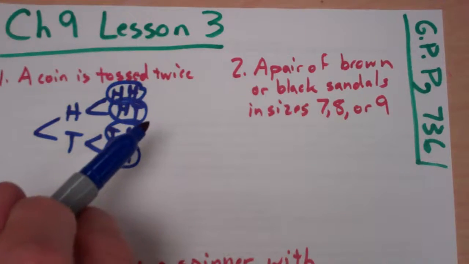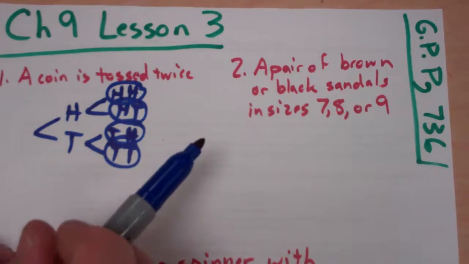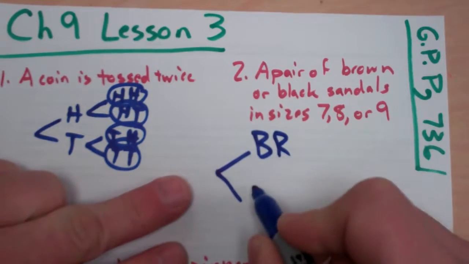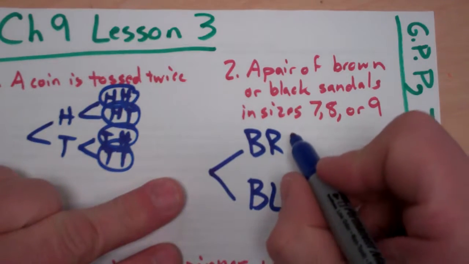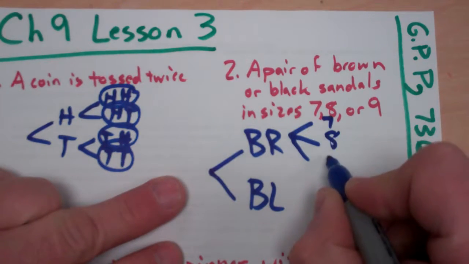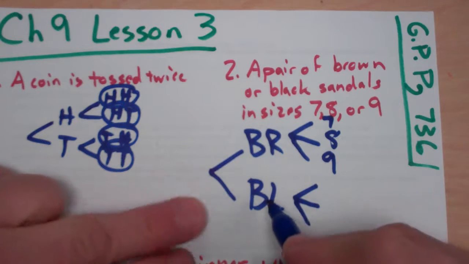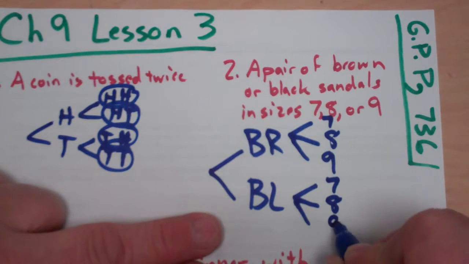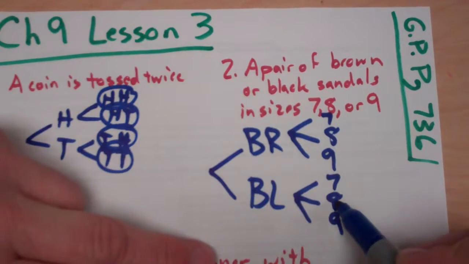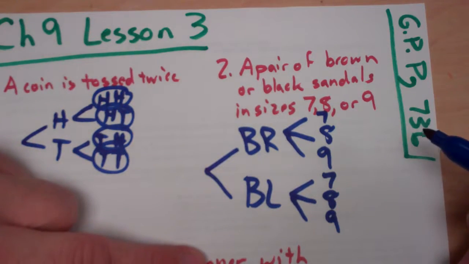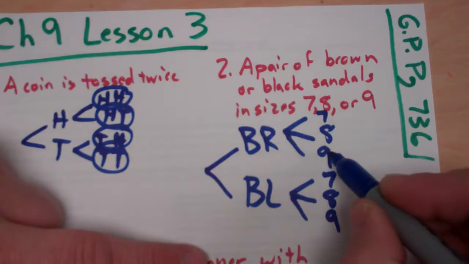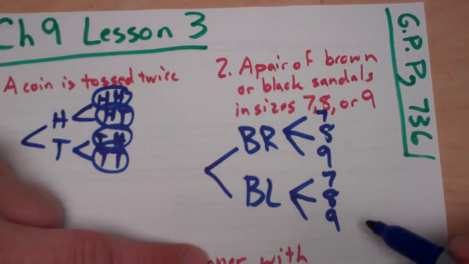Second one, a pair of brown or black sandals in sizes 7, 8, or 9. So once again, first I'm going to choose whether I'm going to get brown or black. Then, sometimes I do this to abbreviate, I'm either going to get brown 7s, brown 8s, or brown 9s, or I'm going to get black 7s, black 8s, or black 9s. This isn't just a 7, this is a brown 7, a brown 8, a brown 9. That's not just an 8, that's a black 8. So I have 6 possible outcomes in my sample space: brown 7, brown 8, brown 9, black 7, black 8, black 9.